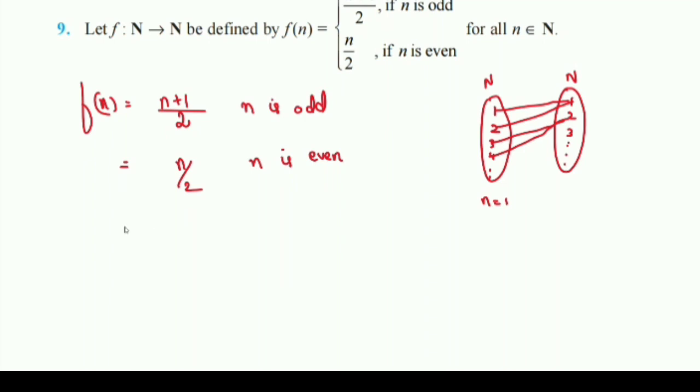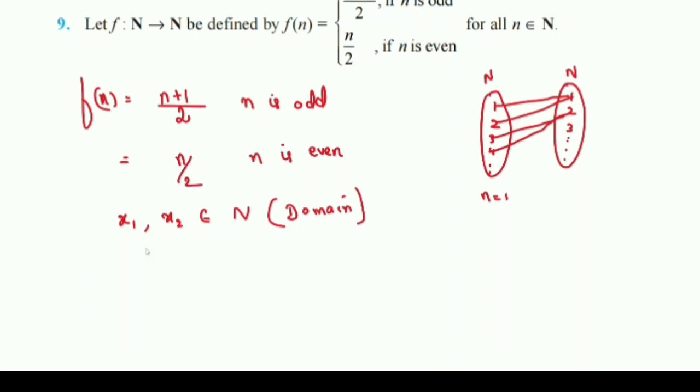So let us take two numbers, x1, x2 belongs to N. N is the domain. Domain and codomain both are the same here. So you can take one example and prove f of x1 is equal to f of x2, but x1 is not equal to x2. So just give one example. For example, you take x1 is 3, x2 is 4.